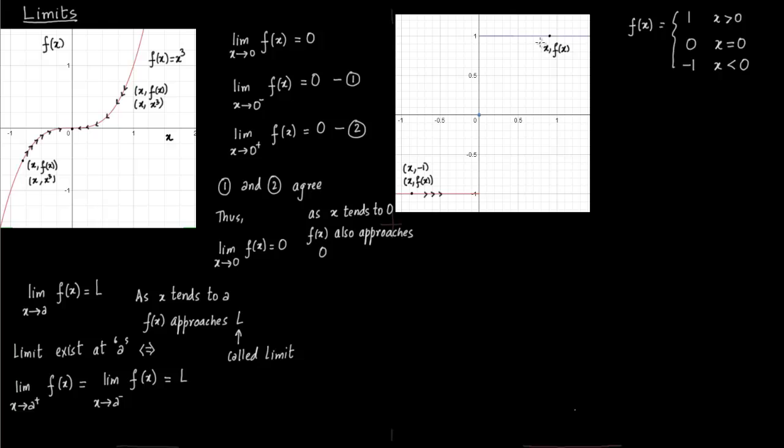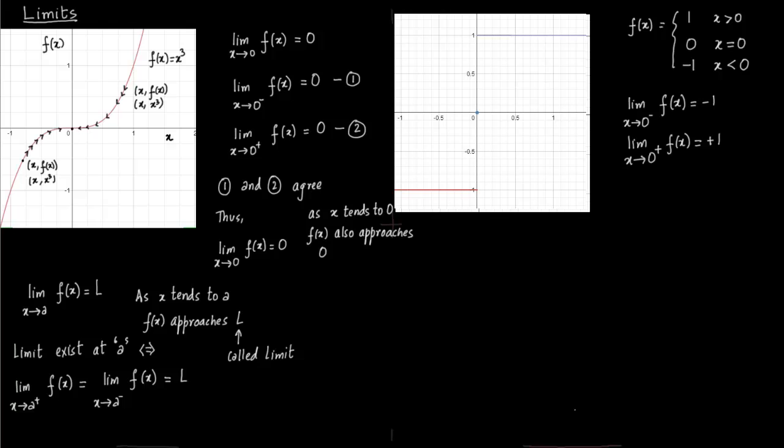And similarly for the positive side, you have x comma 1 here. f of x is 1 for x greater than 0. So you see, if you approach from the negative side, so you're approaching 0 from the negative side, that is numbers less than 0, you have f of x is minus 1. If you approach 0 from the positive side, you have f of x is plus 1. Again, only x is varying, f of x is constant. So you can see minus 1 and plus 1 do not agree.